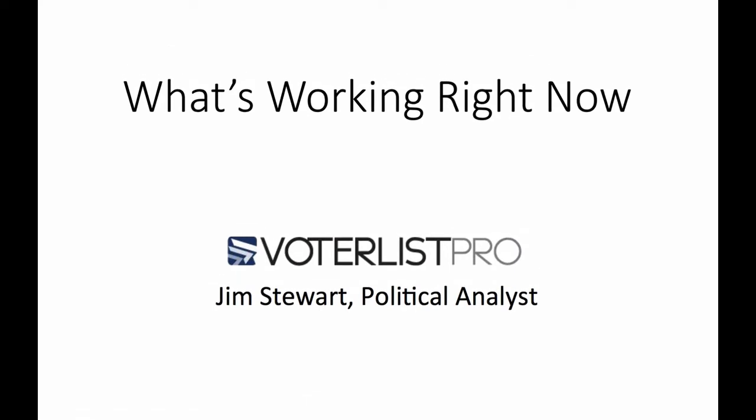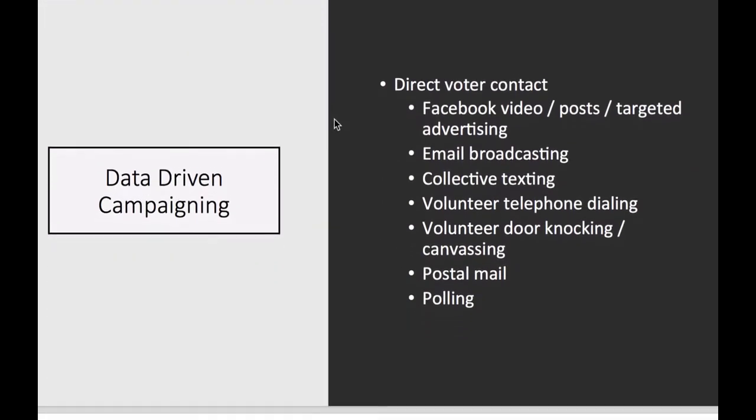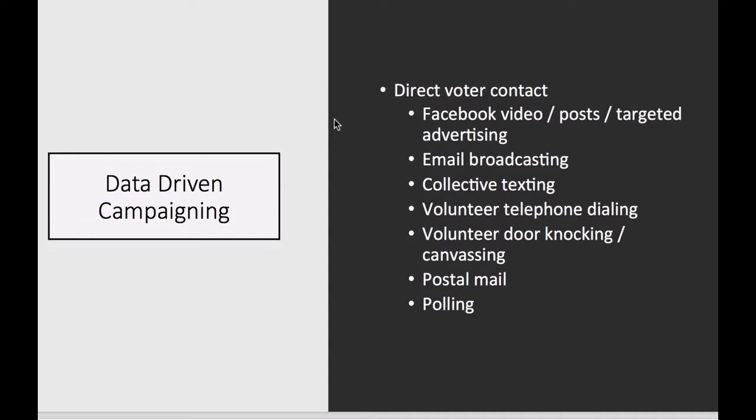And today I'm going to talk about what's working right now, campaign-wise, what we're seeing, what we're doing, what's working, what's not working. And let's see here, if we move on to this slide. My first slide is just to say, it's all about data-driven campaigning, direct voter contact. And you'll notice a lot of these things, some of them are old school, like volunteer telephone dialing and door knocking and canvassing and postal mail and polling. But some of the newer things, it's just faster and it's just cheaper.